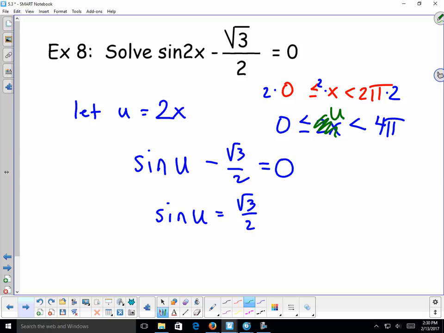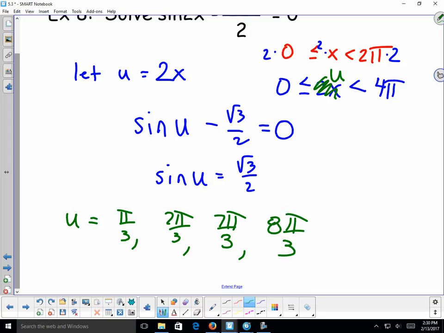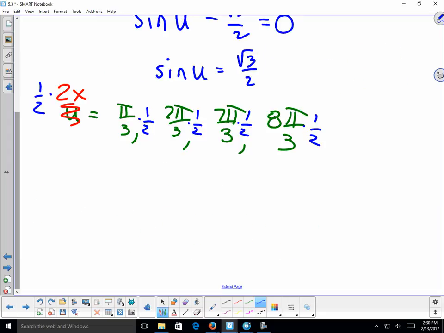All right, so let's talk about what we found. We found that u is going to be equal to pi over 3, 2 pi over 3, 7 pi over 3, and 8 pi over 3. Is that right? But that's u. We're trying to find x. And we know that u is equal to 2x, right? So to solve for x, we're going to have to do what? Divide everything by 2, or multiply everything by 1/2, however you want to think about it. I like to do it that way. I think it's easier. So if I'm trying to get x, now I have x equaling pi over 6.